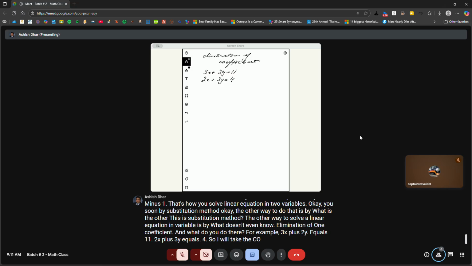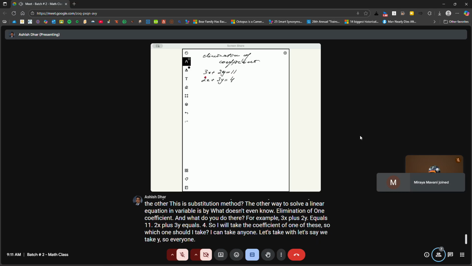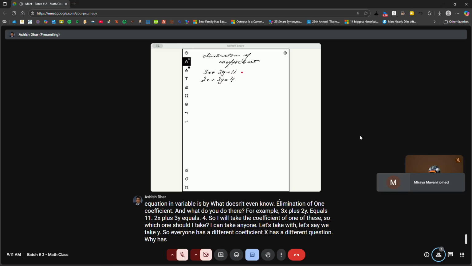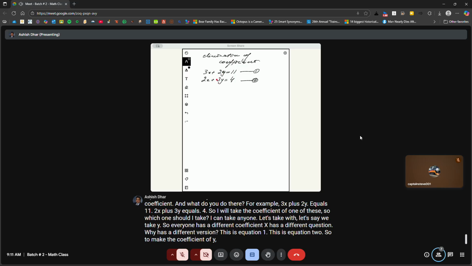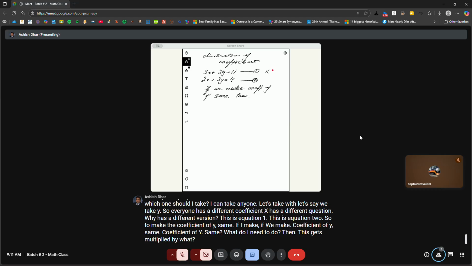So I will take the coefficient of one of these. Which one should I take? I can take any one. Let's say we take y. Each has a different coefficient. X has a different coefficient, y has a different coefficient. This is equation 1, this is equation 2. To make the coefficient of y the same, what do I need to do? This gets multiplied by 3 and this gets multiplied by 2, the whole equation, correct?